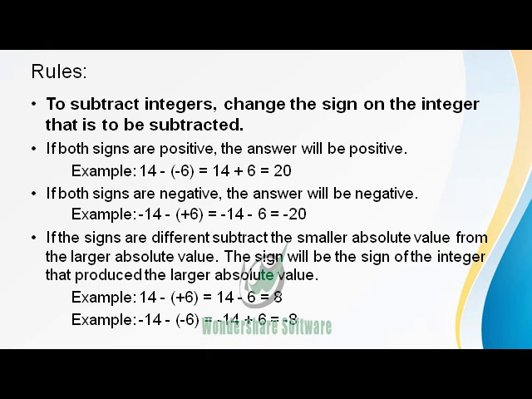If both signs are negative, the answer will be negative. For example, negative 14 minus positive 6 will become negative 14 minus 6, which is equal to negative 20. If the signs are different, subtract the smaller absolute value from the larger absolute value. The sign will be the sign of the integer that produced the larger absolute value. Example, positive 14 minus positive 6 will become 14 minus 6, which is equal to 8. Negative 14 minus negative 6 will become negative 14 plus 6, which is equal to negative 8.